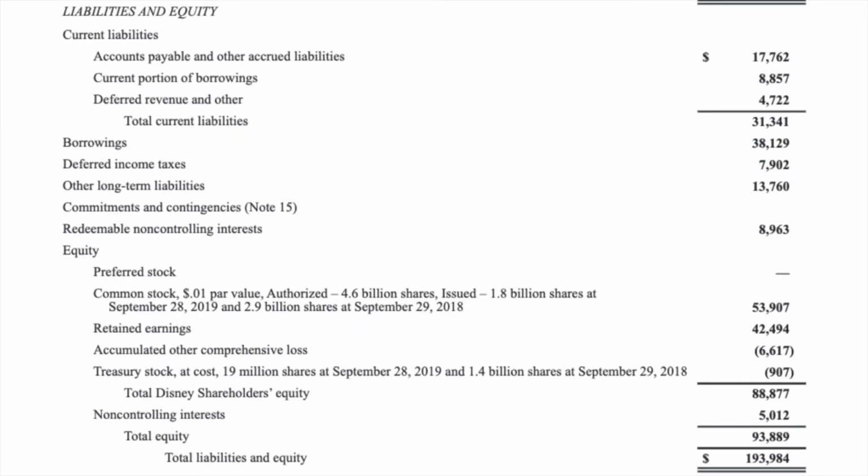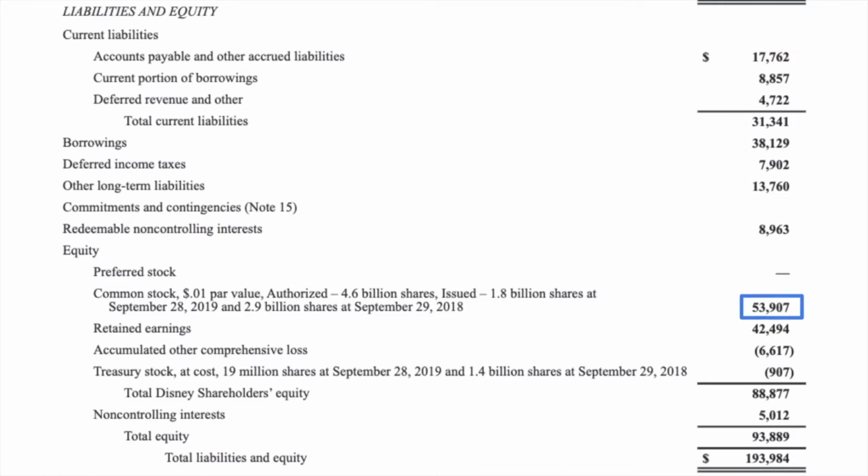Now let's go over to the credit side and take a look at their liabilities and equity. So in accounts payable, they have $17 billion. That is money that they owe to somebody else. They've borrowed some other money for a total of roughly $100 billion worth of liabilities. Now let's take a look at their equity.